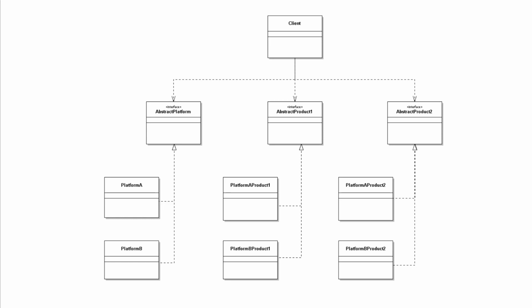So what all that means is the abstract platform is your group of factories. So platform A and platform B are their own factories in and of themselves, and each produces two types of products. So platform A will produce product 1 and product 2. Same thing for platform B. The advantage of this is that the client never has to know anything about the classes of the product or the classes of the actual factory. They just conform to an interface.